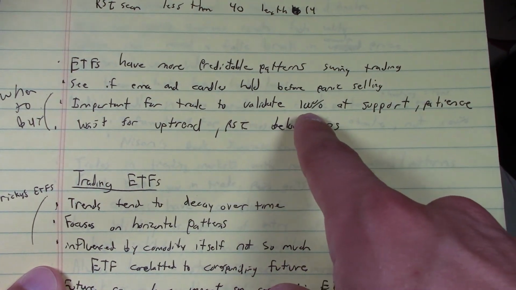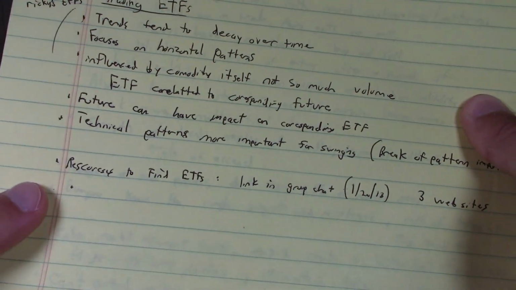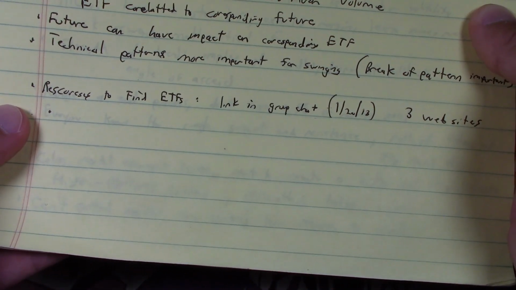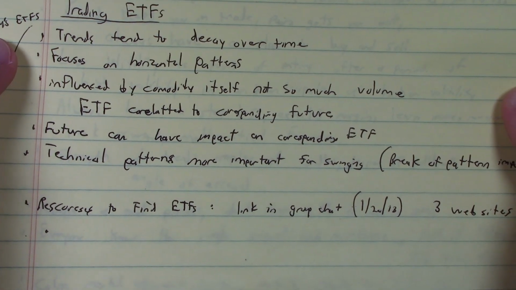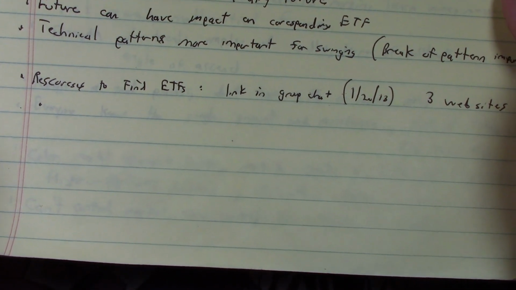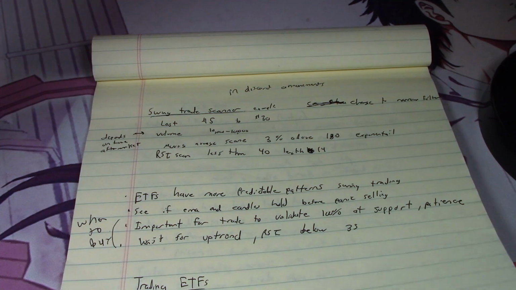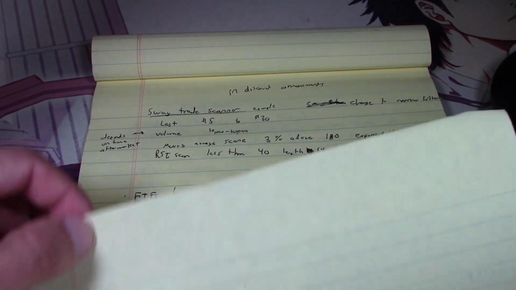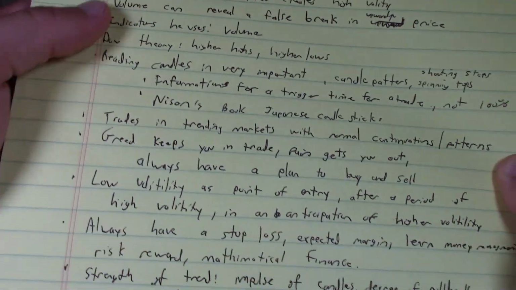Important for a trade to validate 100% and support patience. Trading ETFs: focus on horizontal patterns. Trends tend to decay over time. Future. Yeah, I kind of stopped doing all the ETF stuff. I just do stocks, but it's everyone's opinion how they do it.